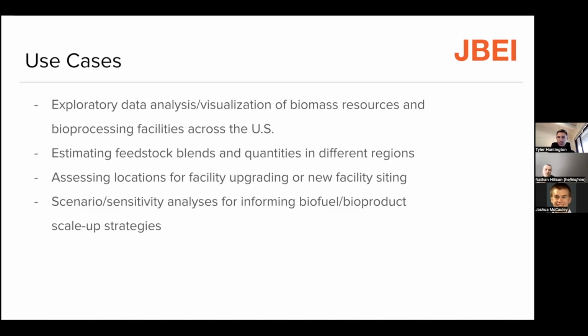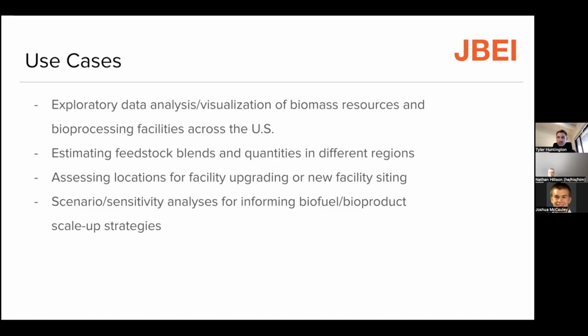Tyler, while we're here on that third bullet point, just a clarification, what do you mean exactly by facility upgrading? Right, so we've got a lot of facilities across the country already, like bioethanol plants, for example, and some of those plants could be upgraded to accept different types of feedstock than they were originally designed for and currently accept. So say a plant only accepts corn stover right now.